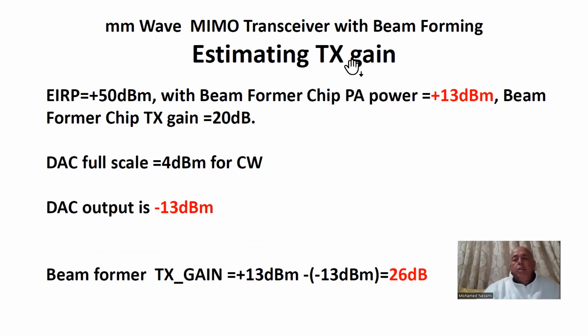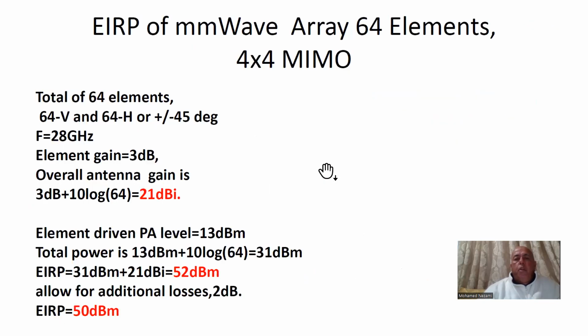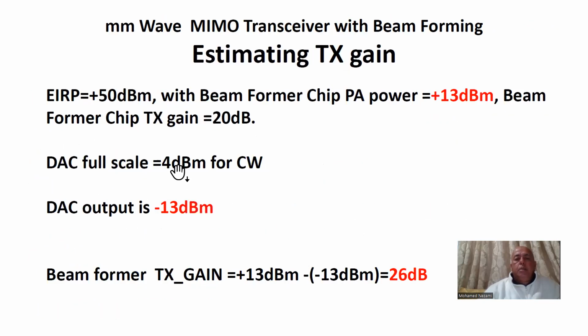Now let's estimate the transmitter gain, just like we did. We know that we're going to have the Renesas chip. We're going to run it at plus 13 dBm, and it has a transmit gain of 20 dB. So really, for the DAC that we're using here, the full scale is about 4 dBm for CW, okay?